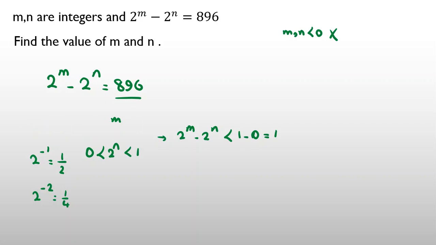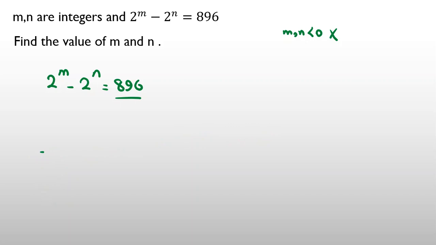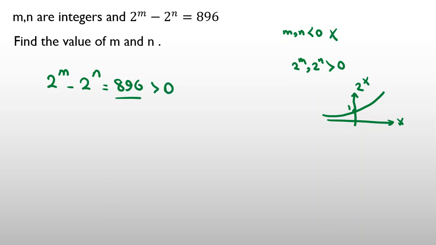Now, if one of them is less than 0, let me tell you something. We know 2 to the M and 2 to the N are always positive, for any real number M and N. Because look, if you consider 2 to the x, the diagram will be this. It is always positive. So they are positive, and we know 896 is greater than 0. So 2 to the M minus 2 to the N is positive. You can say 2 to the M is greater than 2 to the N.